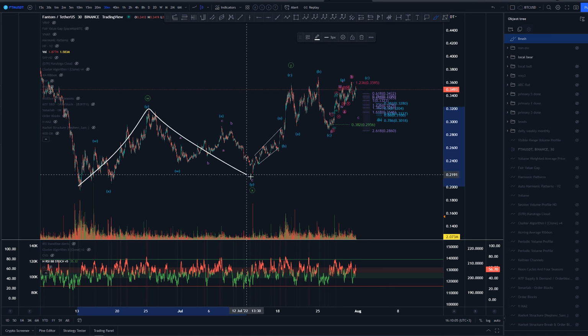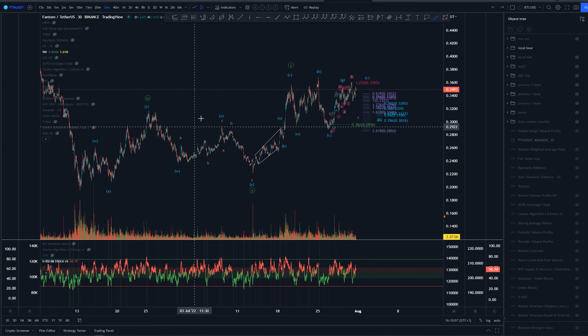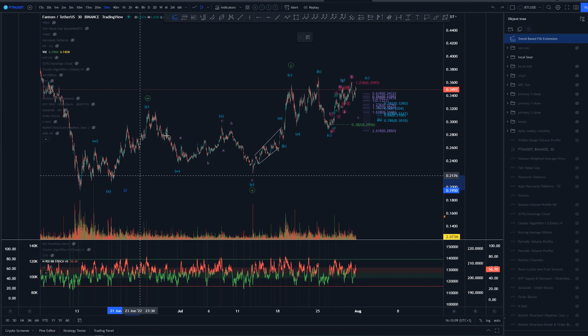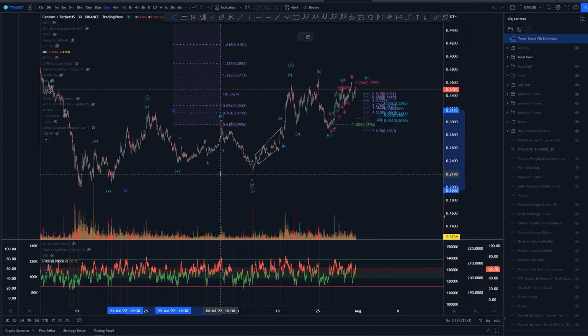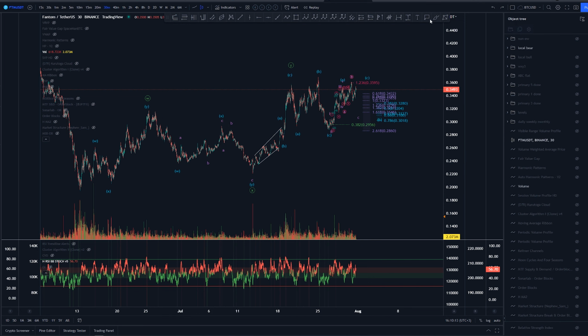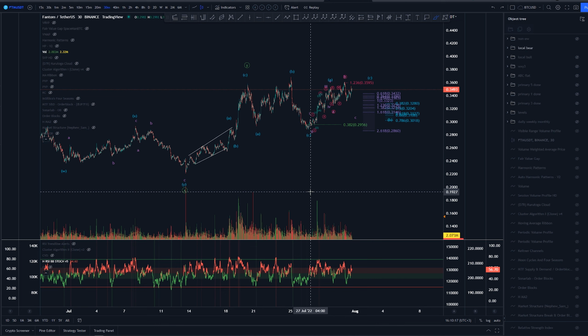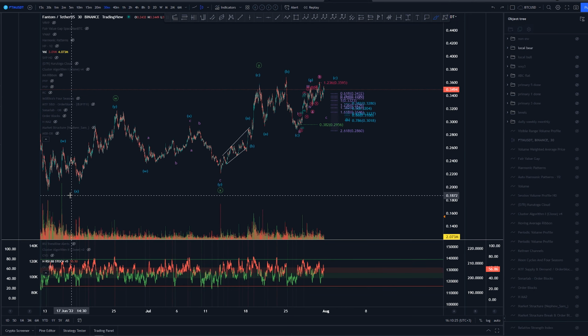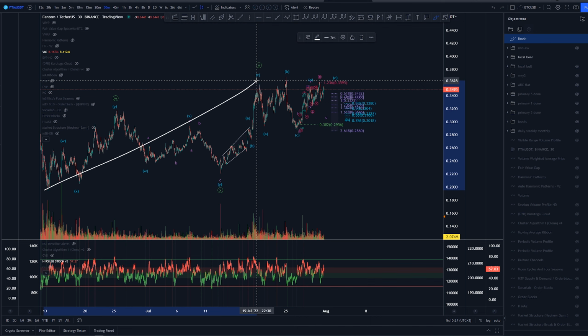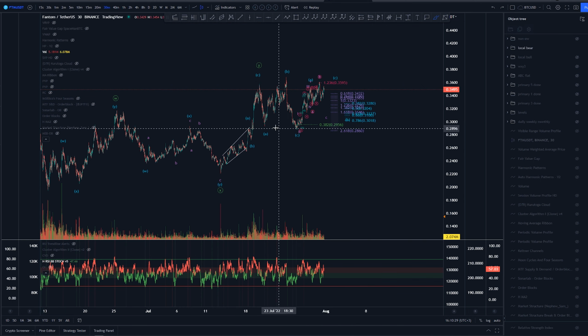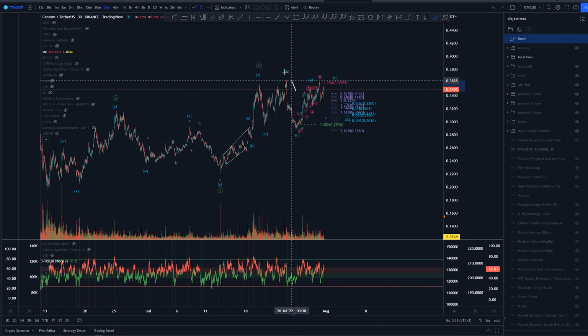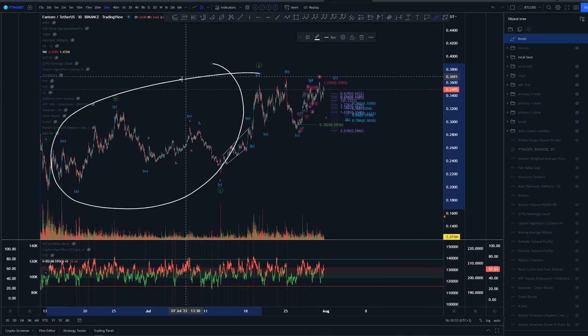This structure here looks very good as is. It is very good looking, proportionate, so I don't really have any issue with that. The next structure here, I've labeled this as an expanding flat, as with the bullish structure as well, and this does go to the 38.2 retracement of this first WXY. So it is possible that this here is a connector wave for this larger structure.